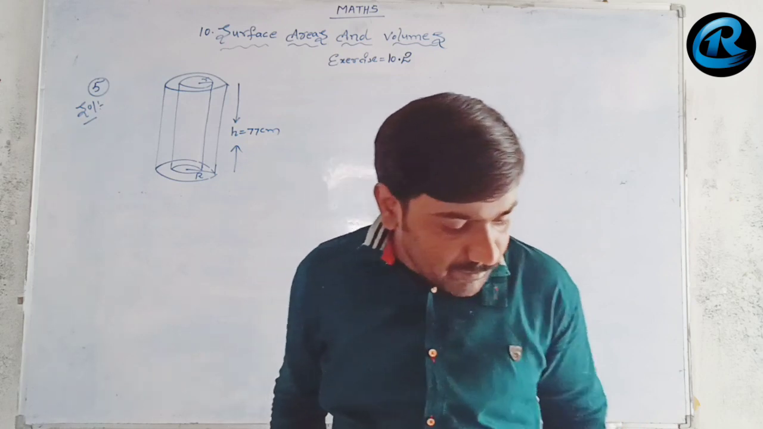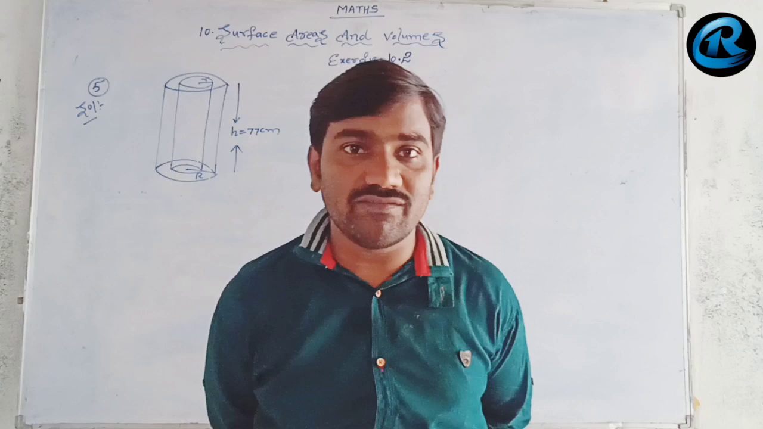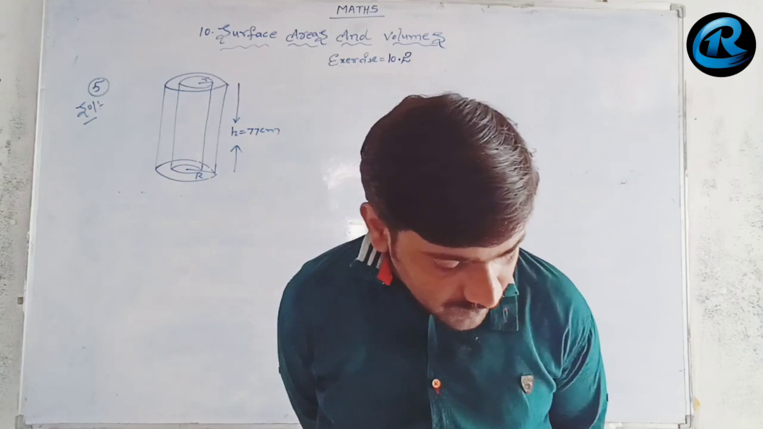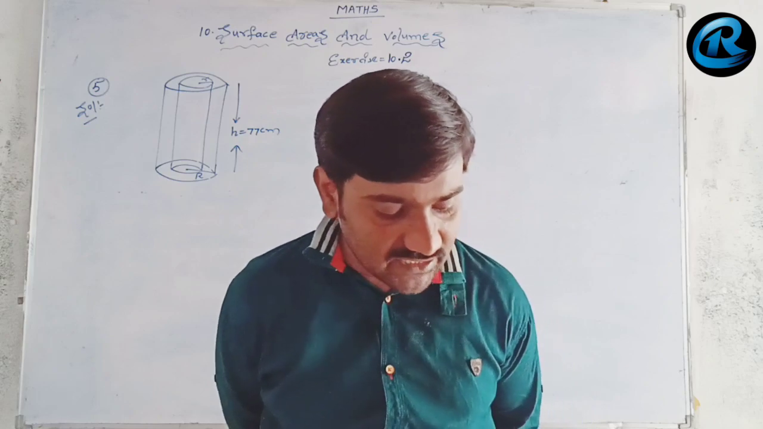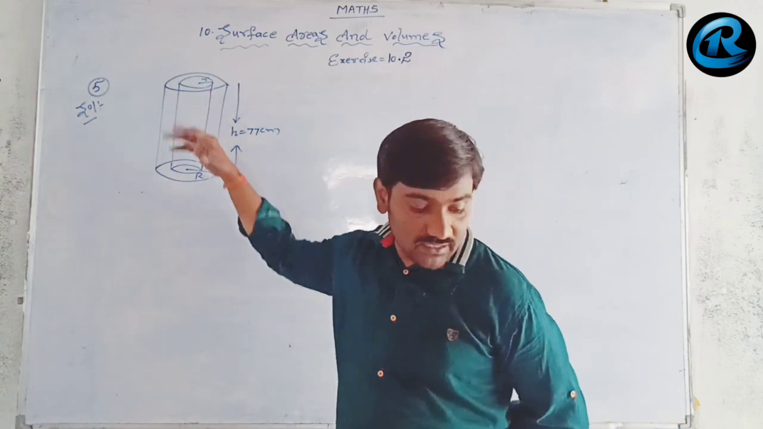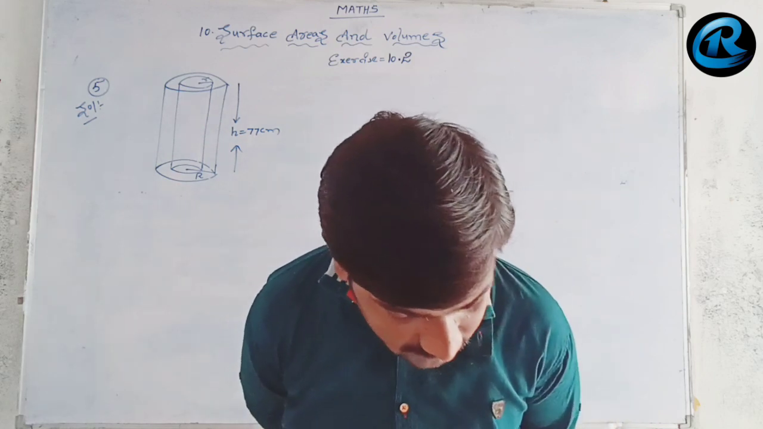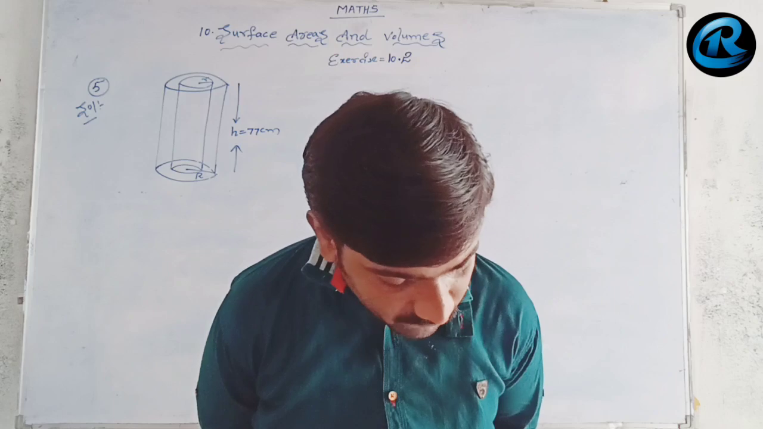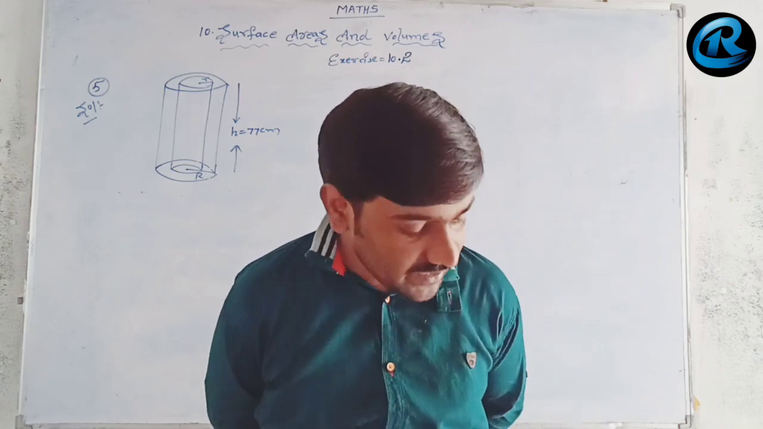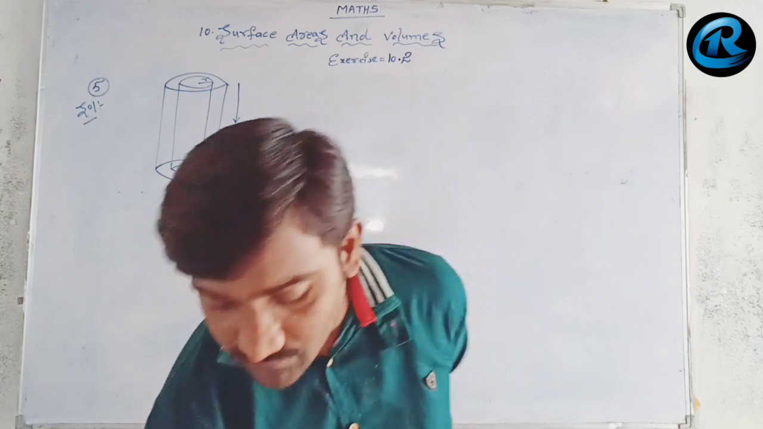Let us see. The metal pipe is 77 centimeters long, nothing but the height of the cylinder is 77 centimeters. The inner diameter of the cross section is 4 centimeters. The outer diameter is 4.4 centimeters. Find its inner curved surface area. Second one, outer curved surface area, and the total surface area.